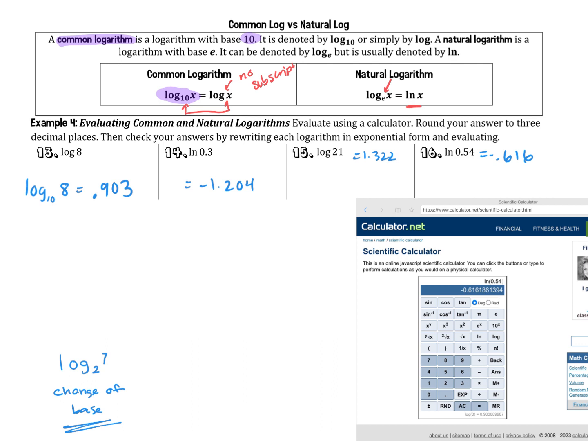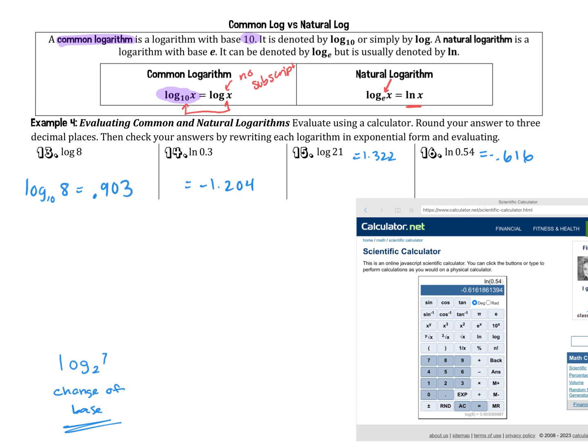So it is important that you understand how to use your calculator to evaluate these. It's also important that you understand what exactly you are evaluating, right? This is saying 10 to this exponent gives us 8, which makes sense. This exponent should be less than 1 because I'm making this smaller. e to what power gives us 0.3? Again, that makes sense. e is 2.7. This is getting smaller. It's going to have to be a negative exponent.